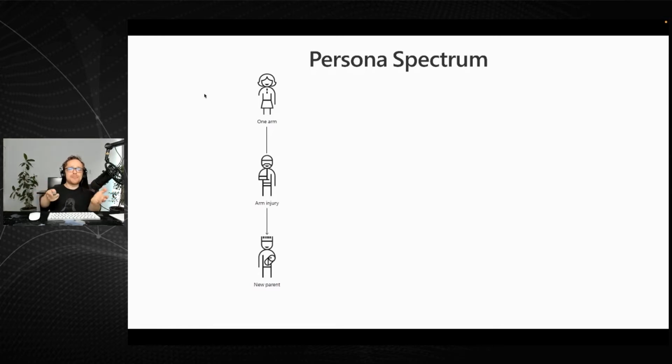So let's go through a more in-depth persona spectrum example here. Here we have an amputee who has the use of only one arm, and they're in the same persona spectrum as someone with an arm injury or a new parent.